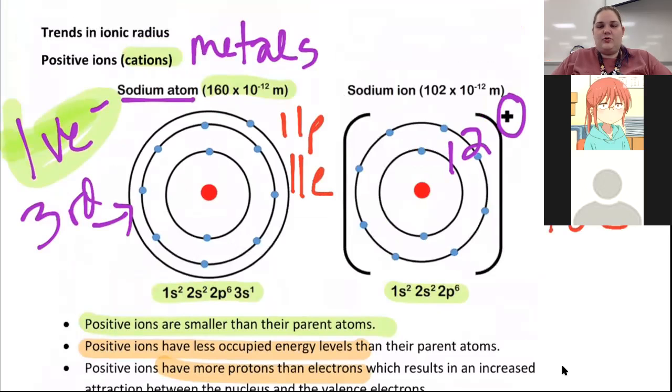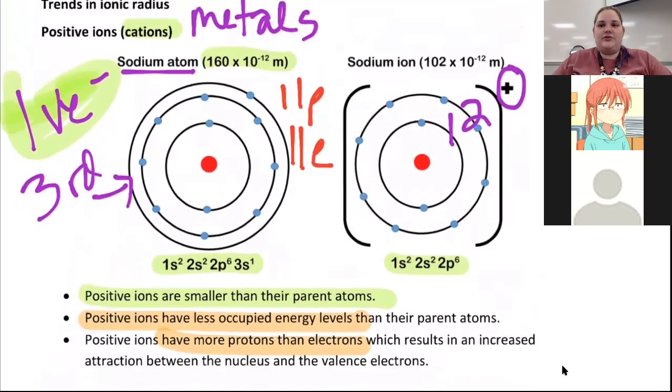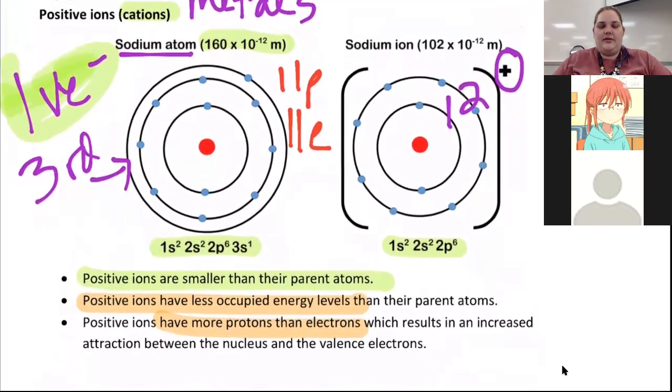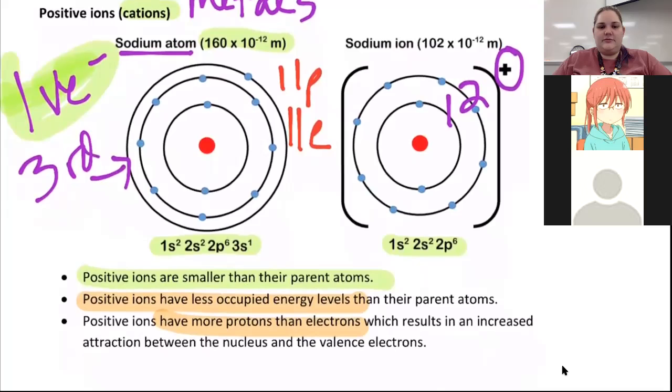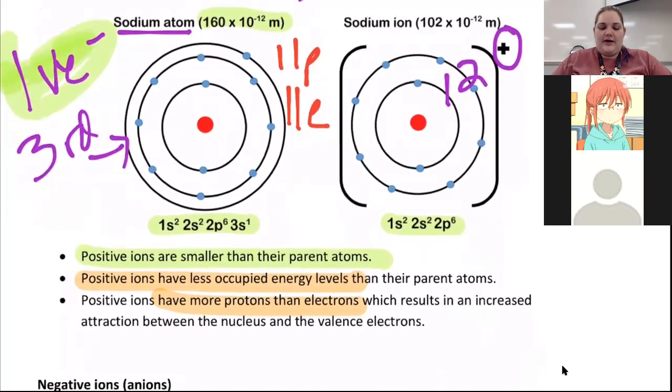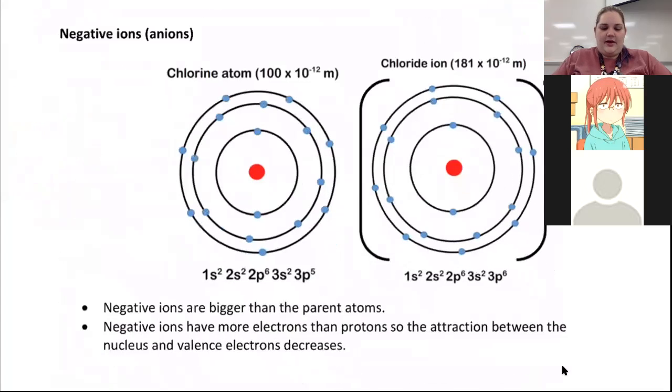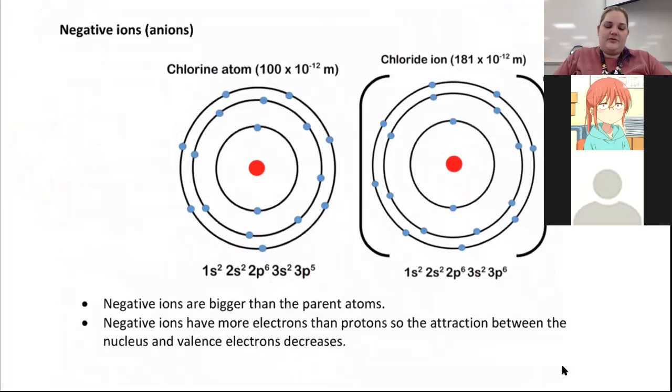So since there are more protons than electrons, that nuclear charge is also going to cause the atom to shrink in, because the protons are like overpowering the electrons. And so there's a stronger attraction for the electrons that are still in the energy levels. Okay. Now, negative ions, they're opposite. Because they're doing opposite things.